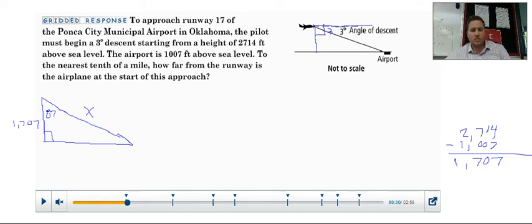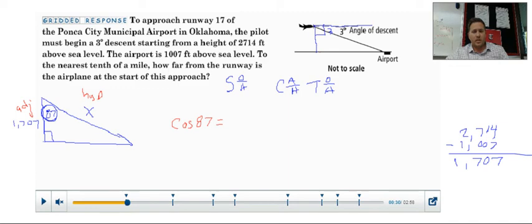So again, first thing I'm going to do is write my SOHCAHTOA. And if I'm using this angle right here, and if I'm looking at this right here, let's change this to red. This is going to be my hypotenuse. So that's my hypotenuse right there, and this right here is going to be adjacent. Alright, what am I using? I'm using adjacent and hypotenuse, so that's going to be my cosine. So I'm going to take the cosine of 87, and that is going to equal the adjacent, which is 1,707, over whatever the hypotenuse is. We don't know. We want to solve for that.